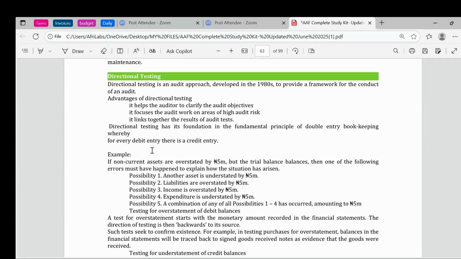double entry principle. If your non-current asset is overstated by 5 million, but in your trial balance you're not seeing it, what are the corresponding errors that will have happened? If your non-current asset is overstated by 5 million and it is not showing, it means that another asset may have been understated by 5 million, because your assets and your liabilities need to balance for your TB to balance. Number two, liabilities are also overstated by 5 million. So the 5 million and 5 million have cancelled themselves.